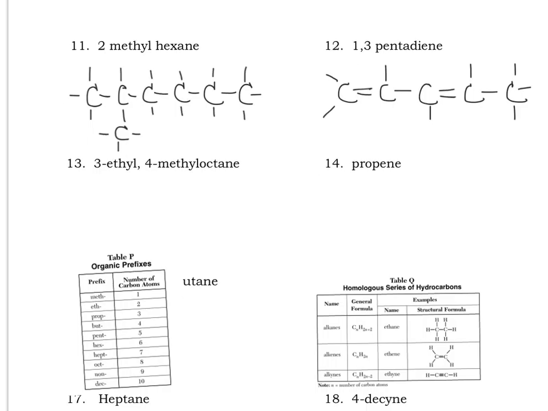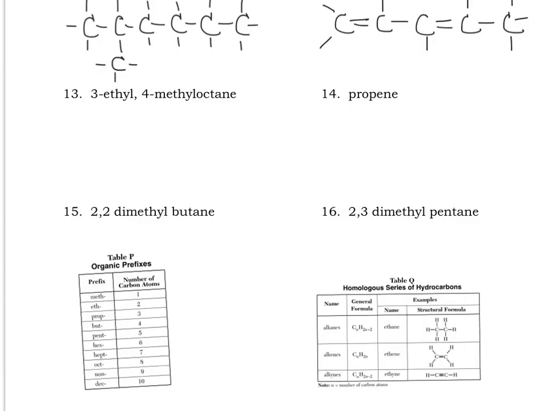Number 13 looks a little scary, a lot going on there, but if you just take it one thing at a time, I'm going to look at my main chain, my longest chain first. It is oct long, which is telling me I have 8 carbons. Got to make room for that. They are all single bonded since it's an alkane, so single bonds. Oh, it's only going to have a hydrogen on it.